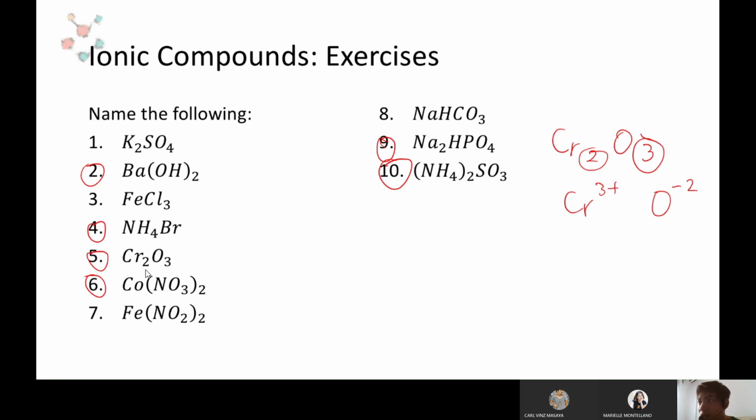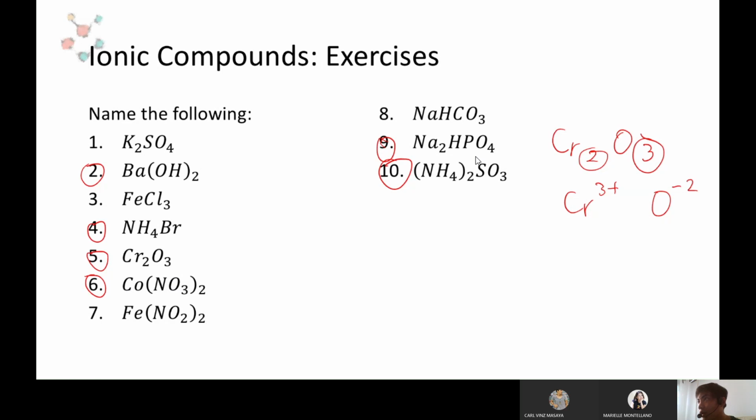So, yan. Number 6, cobalt. Again, cobalt is a transition metal. Nasa gitna siya ng periodic table. So, we have to indicate the charge, no? Yung NO3, yan ay common oxyanion, nitrate. So, we can name number 6 as cobalt 2 nitrate. So, cobalt 2 nitrate.